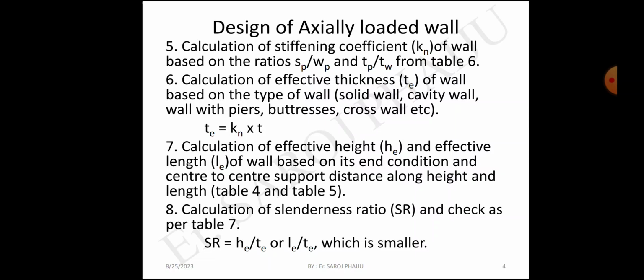Step number 7, calculation of effective height HE and effective length LE of wall based on its end condition and center to center support distance along height and length. Table number 4 and table number 5. Step number 8, calculation of slenderness ratio SR and check as per table 7. SR भनेको HE by TE or LE by TE which is smaller.